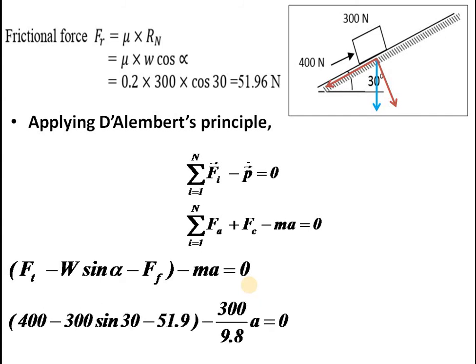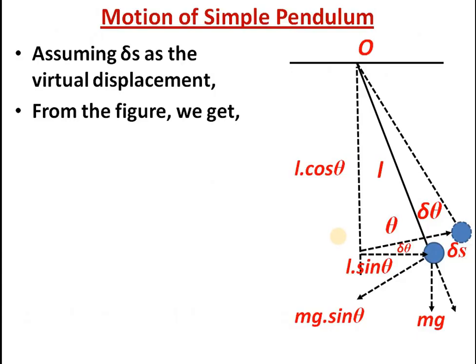400 minus 300 sin 30 minus 51.9, already we have calculated, minus mass times acceleration. On computation you will get the acceleration. Okay, so this is the formalism followed in D'Alembert's principle. Here we explain the system having friction also. Come to the third example.